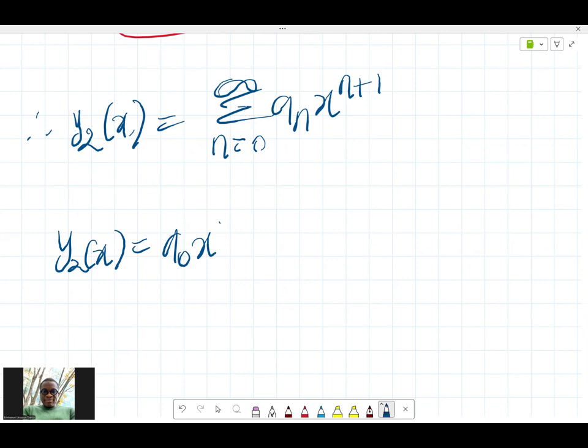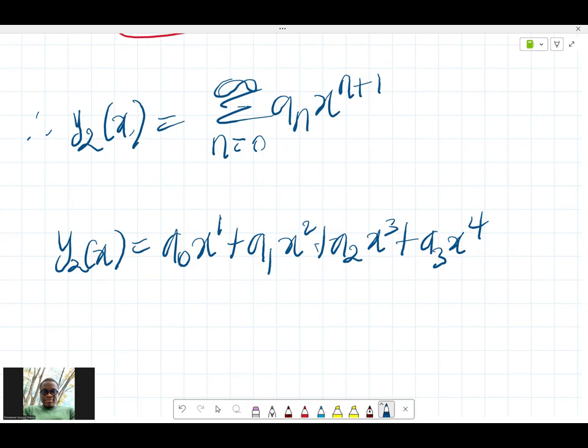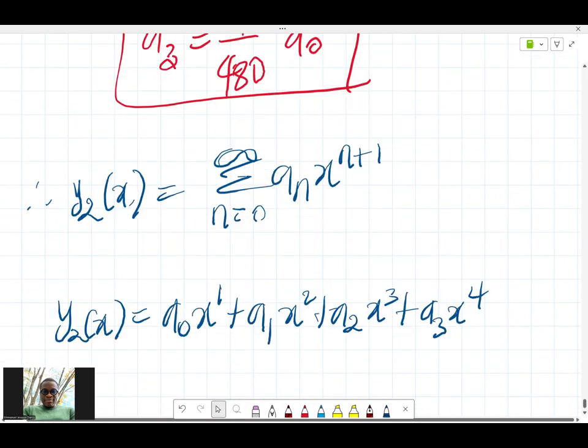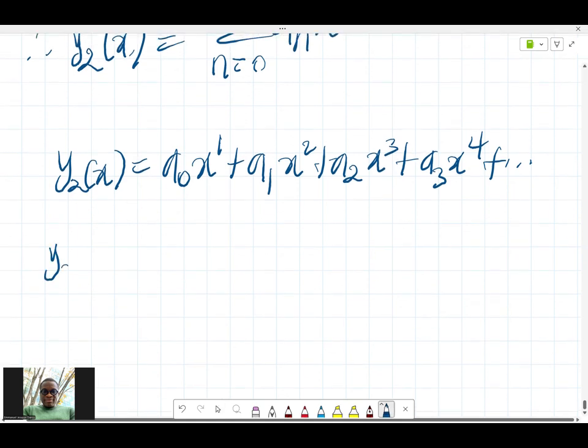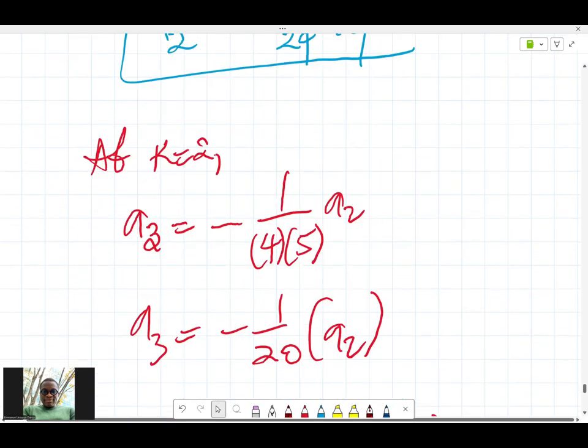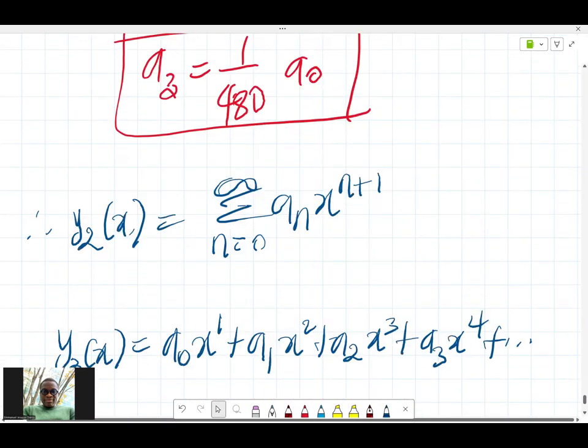So we have a naught x raised to power 1 plus a1 x raised to power 2 plus a2 x raised to power 3 plus a3 x raised to power 4. We have as much as a3, so we are good. We have all this here, so we can just fix that up. So y2 of x is equal to a naught; we actually have a proper a naught now, so we just leave it like that.